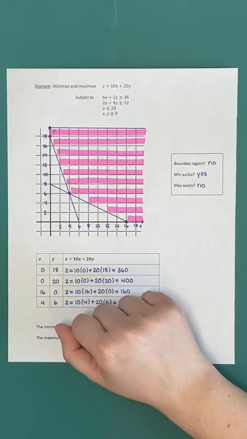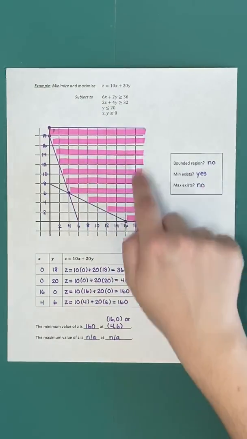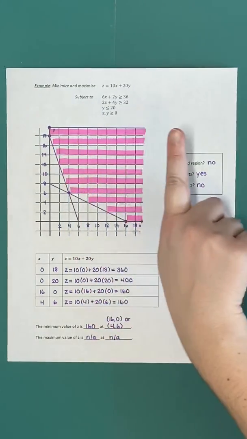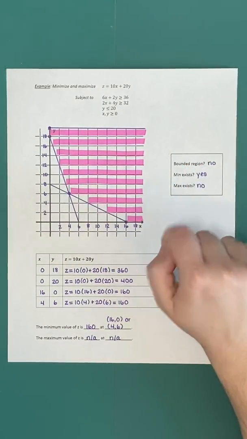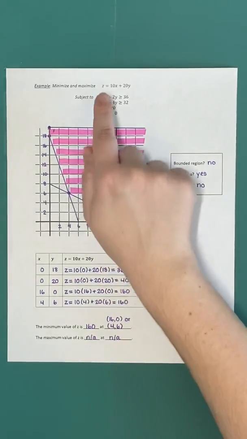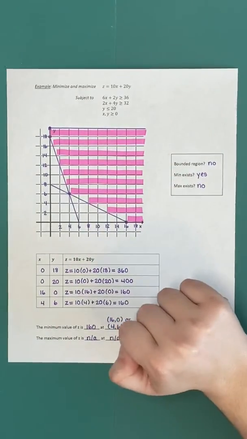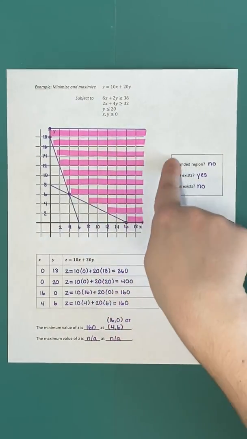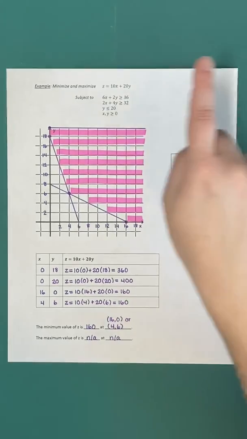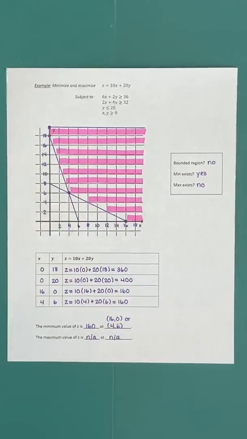Now this is not a bounded region. Even though we have a boundary below and we have a boundary above, notice we don't have a boundary on the right. So all of this shading would continue towards the right forever and ever. So this is a non-bounded region. What that means is that a minimum does exist. Our objective function has positive coefficients, so a minimum does exist, but a true maximum does not exist. For any combination of values we can find larger values and larger values. So z can get bigger and bigger indefinitely. So there is no true maximum in this case. So all we can do is minimize.